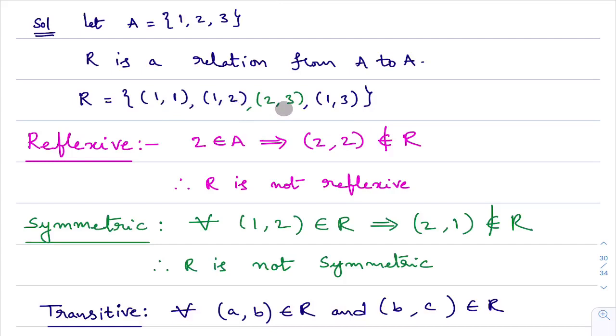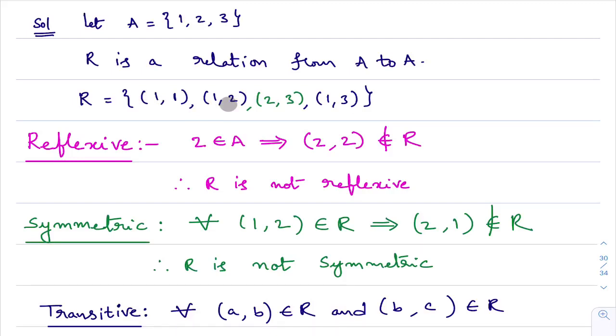In all 3 cases, is A comma C present in this relation or not? Yes, present in this relation. That's why this relation is transitive. Here the important point is how I'll write the answer for this. I cannot give an example. See, 1 comma 1, 1 comma 2 belongs to R implies 1 comma 2 belongs to R. That's why this relation is transitive.